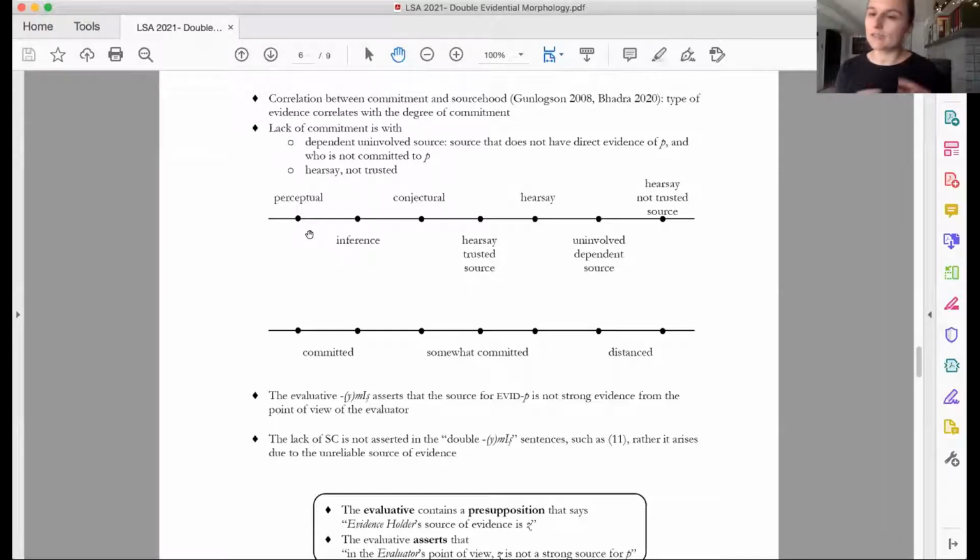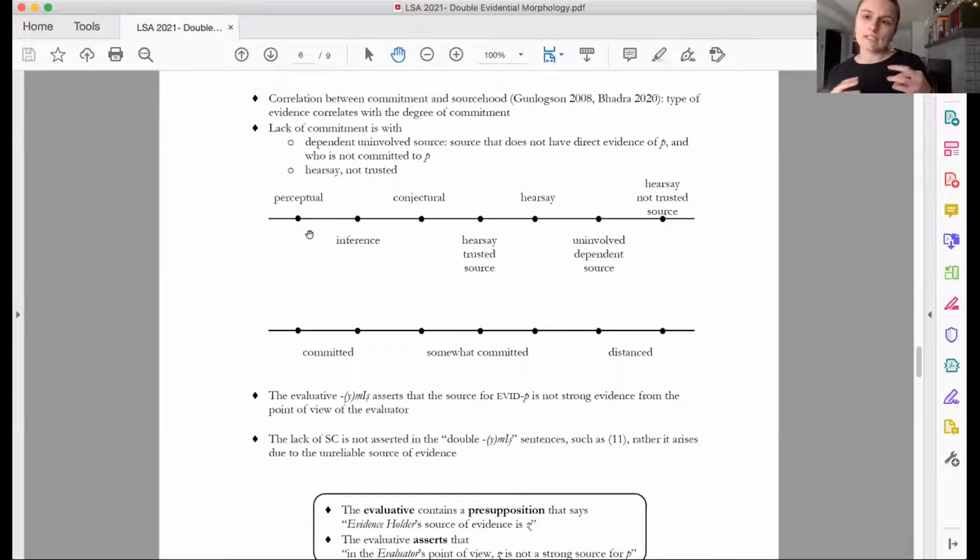So we can envision sourcehood on a scale where direct evidence would be on the strong end of the scale. If I have perceptual evidence, that's a good strong source, and other types of evidence could be envisioned as weaker types of evidence. And these would correlate with speaker commitment. What I would like to put forth here is that hearsay, that is information coming from a not trusted source, and uninvolved dependent sources, which are sources that don't have direct evidence and are not committed to the truth of the whole proposition, are weak sources.